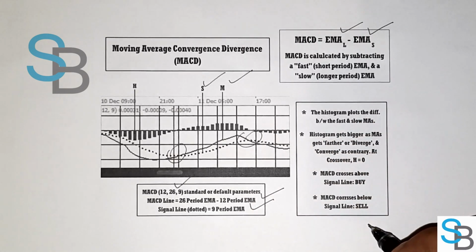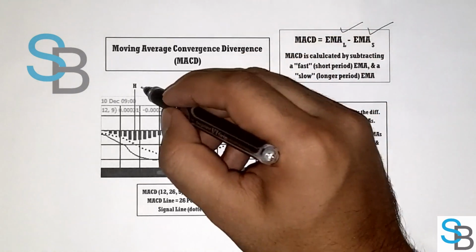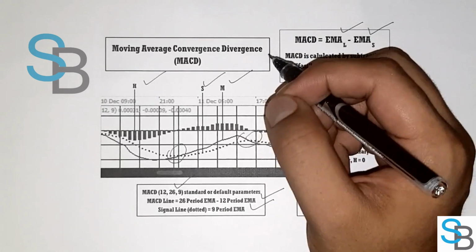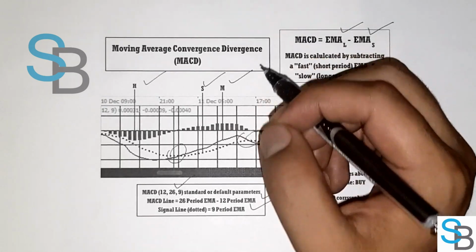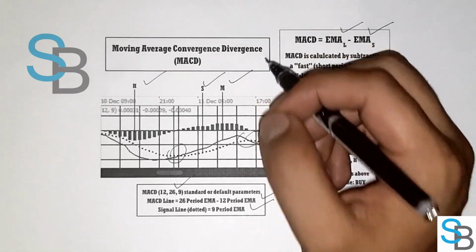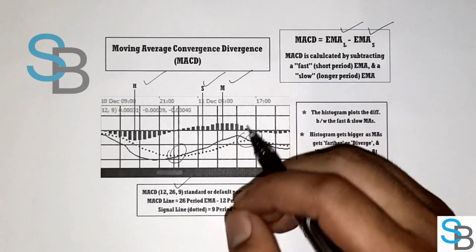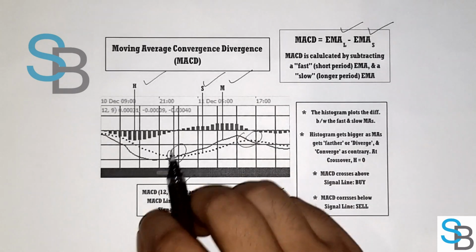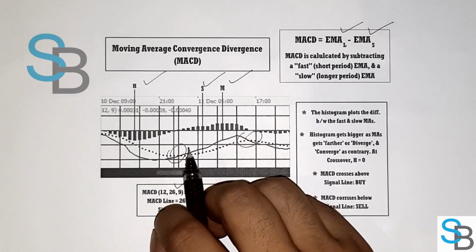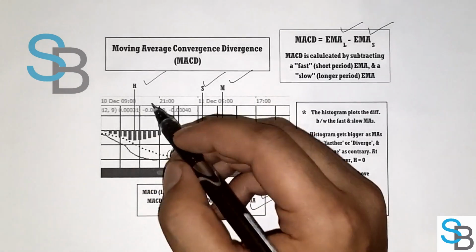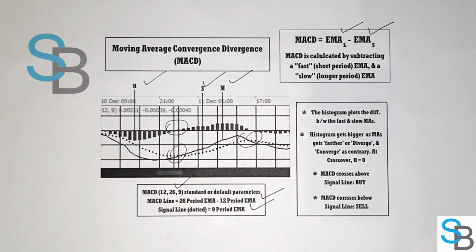Another thing you might have noticed on the chart is the histogram or H, which tells you the behavior of the MACD and signal lines. Histogram gets bigger or expands as the S and M lines get farther or diverge. It gets smaller or contracts as the S and M lines get closer or converge. At the crossover of S and M lines, the histogram is equal to 0.